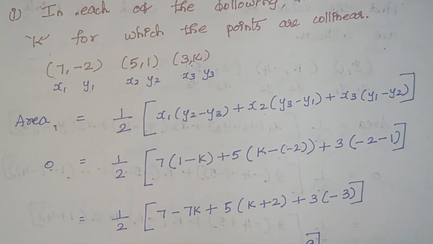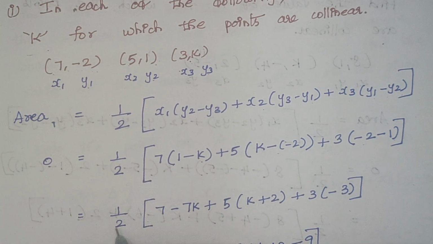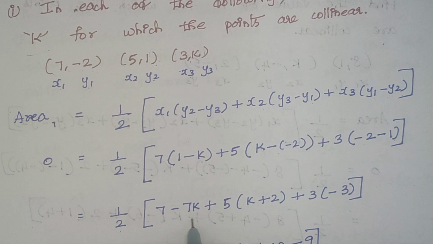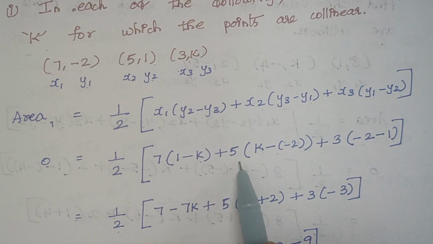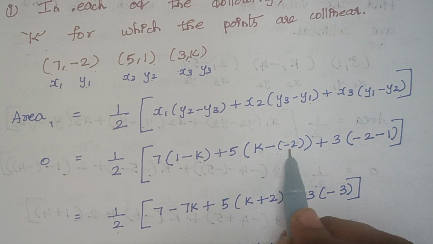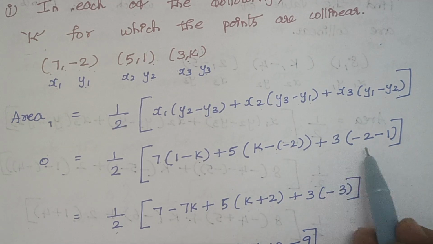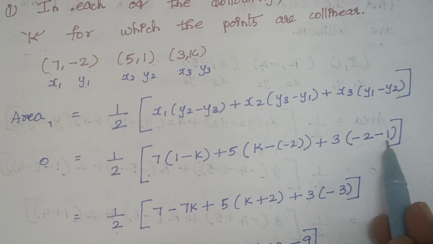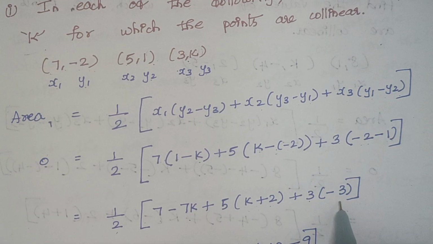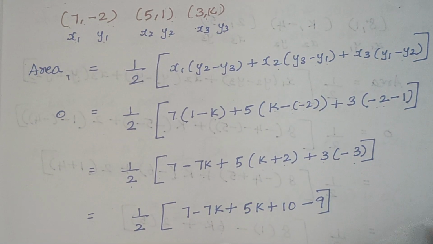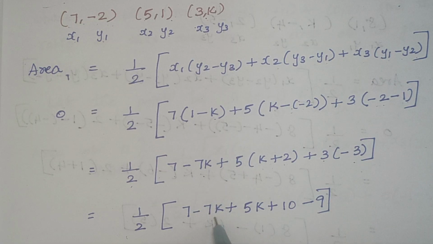Now the next thing is we are going to simplify this. So half, 7 into 1 is 7. 7 into minus k is minus 7k. Plus you see here k minus of minus 2 becomes k plus 2. And here this plus 3. Then minus 2 minus 1 gives minus 3. Right. Now again we are simplifying the terms. So half 7 minus 7k plus 5 into k is 5k and 5 into 2 is 10 and 3 into minus 3 gives minus 9.